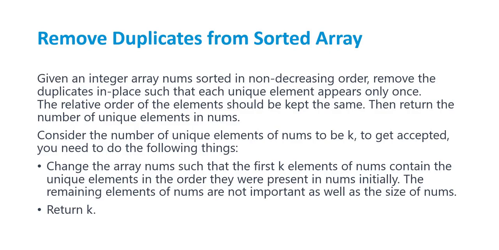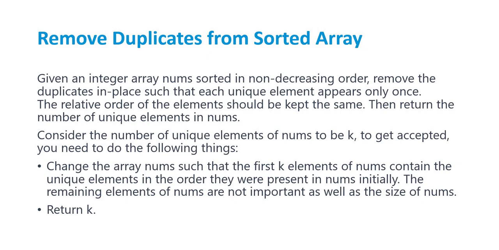To get accepted, you need to do the following things. Change the array nums such that the first k elements of nums contain the unique elements in the order they were present in nums initially. The remaining elements of nums are not important, nor is the size of nums. Return k. Now, what approach will we be following to solve this problem?